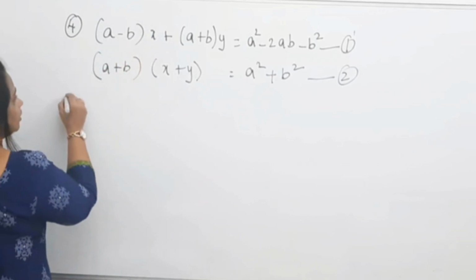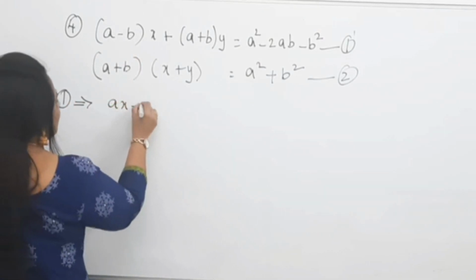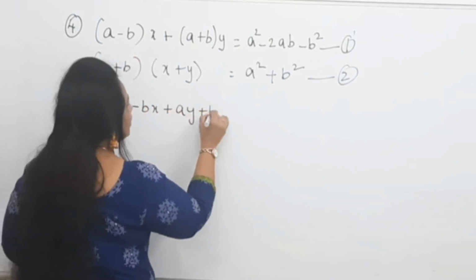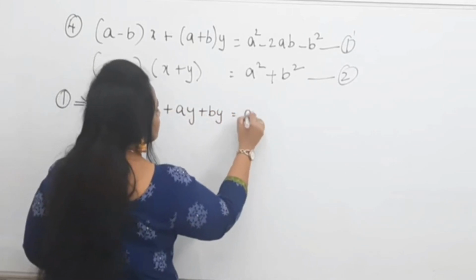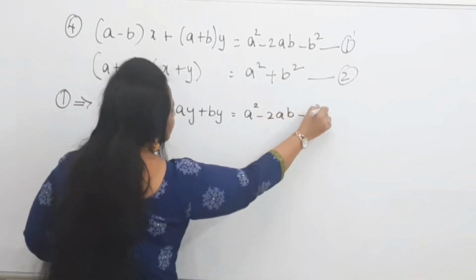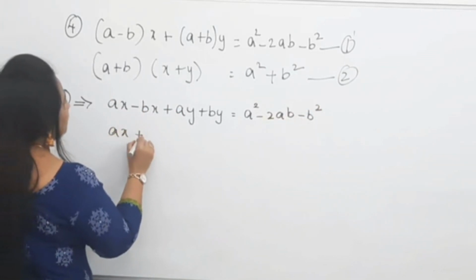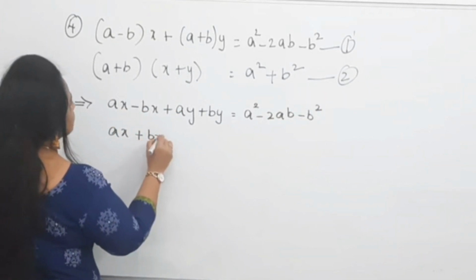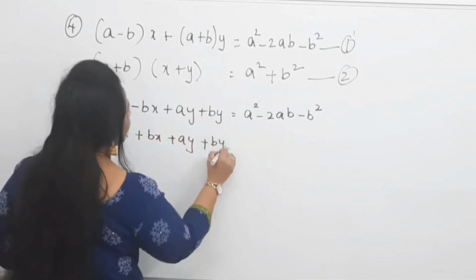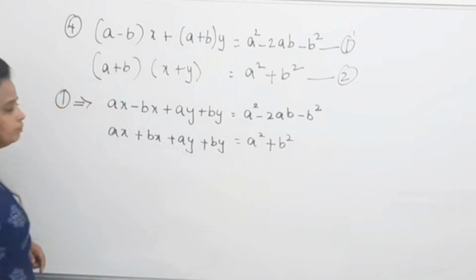So, my first equation becomes ax minus bx plus ay plus by is equal to a square minus 2ab minus b square. And my second equation becomes ax plus bx plus ay plus by is equal to a square plus b square.